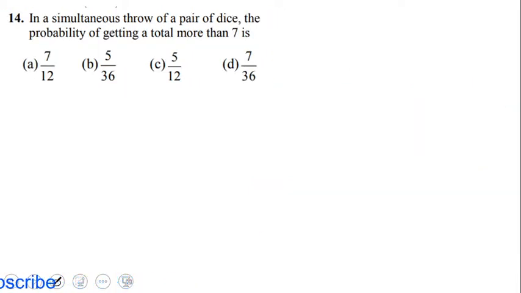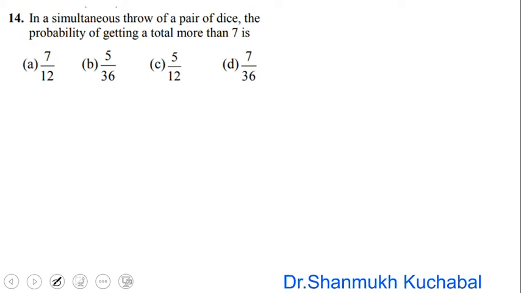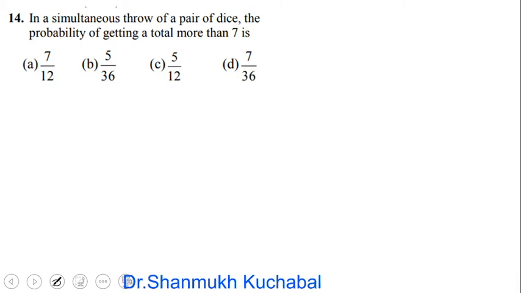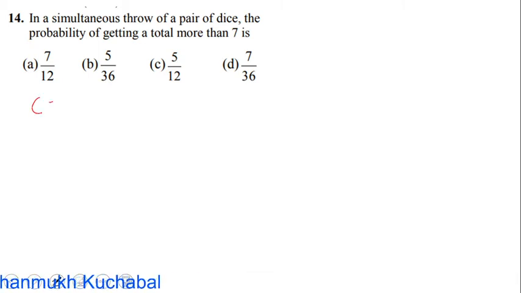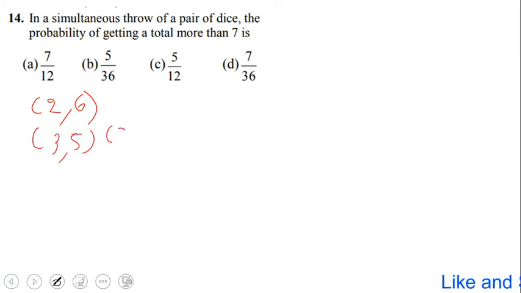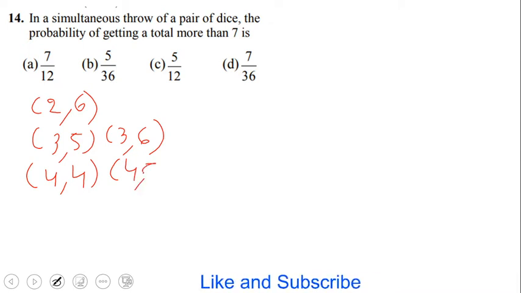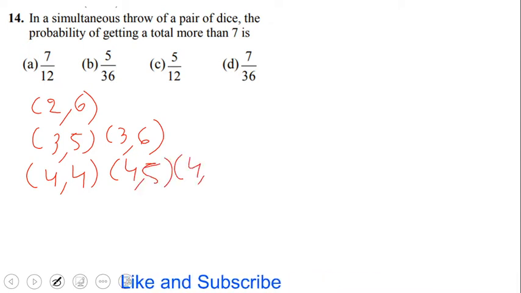The question is, in a simultaneous throw of a pair of dice, the probability of getting a total more than 7. More than 7 means, so first die 1 and 6, so 7 it is, more than 7 means, so we get 2 6. First die 2, second die 6, then we get 3 5, 3 6. Next, so 4 4, 4 5, 4 6.